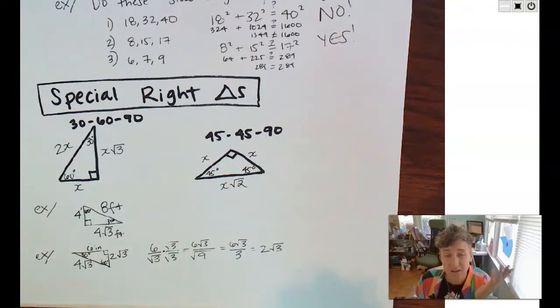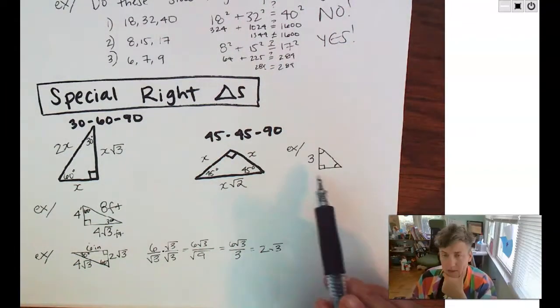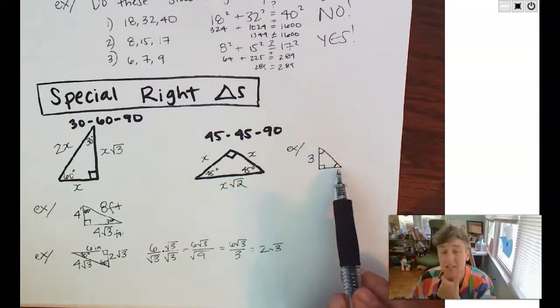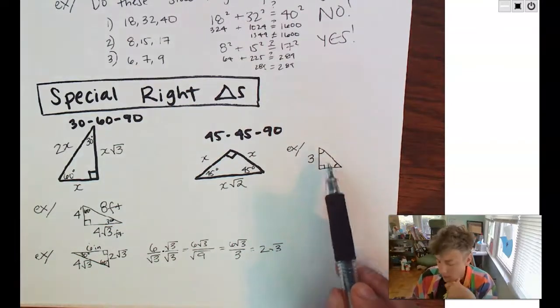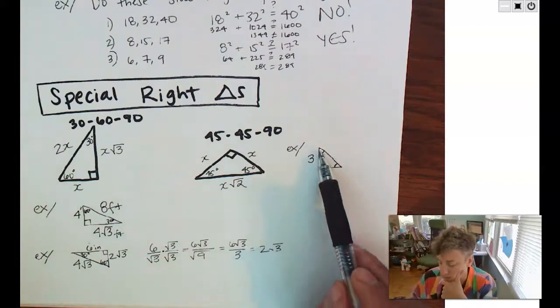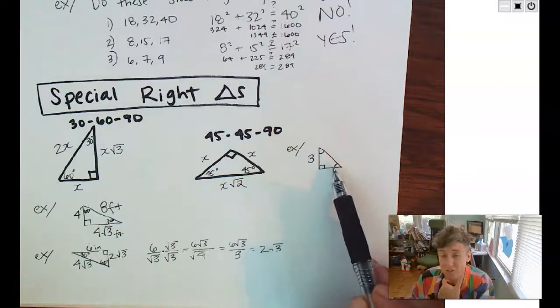Cool. You know what time it is? It's example time. This little tiny baby example. This is a 45, 45, 90. How do we know? Well, these angles are equal to each other, and all the angles have to add up to 180. That guy is 90. So these two have to add up to 90 and be equal to each other. So they have to be 45 degrees.